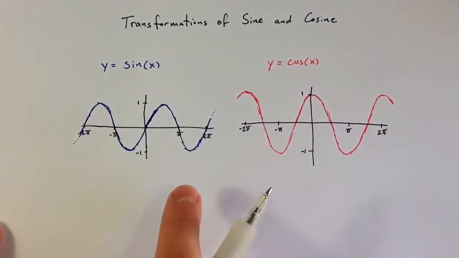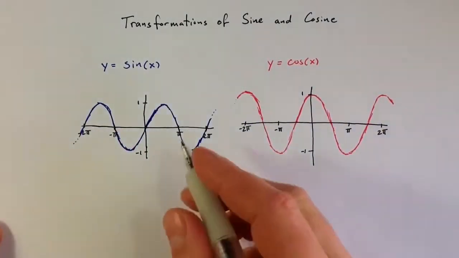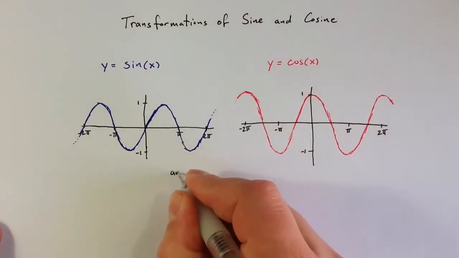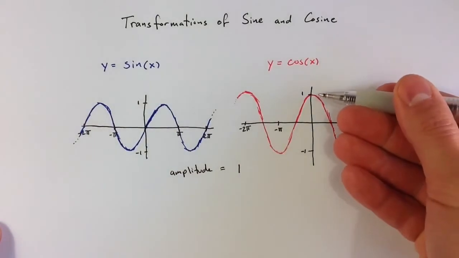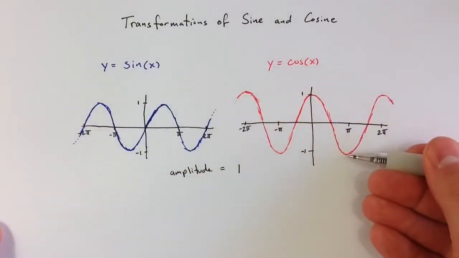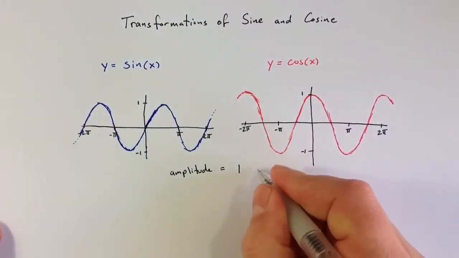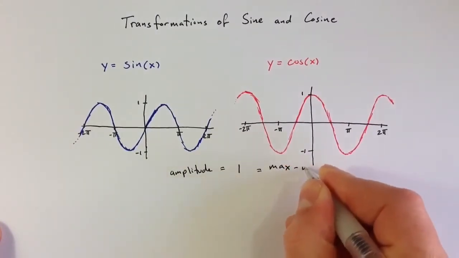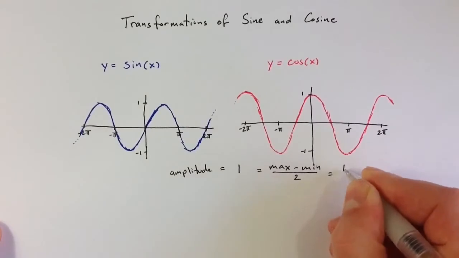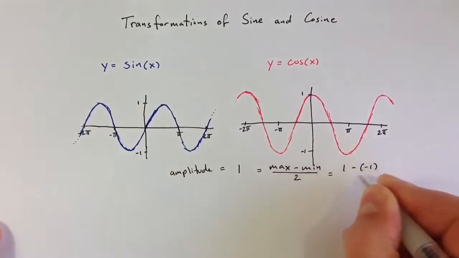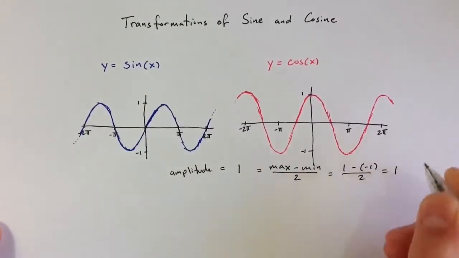The characteristics of these functions involve an amplitude that equals 1, because the difference between the highest point and the lowest point, if I take the maximum minus the minimum and divide by 2, I get +1 minus -1 divided by 2, which is 1.